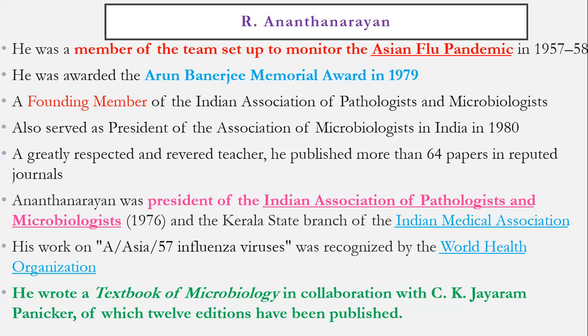Ananta Narayan was president of the Indian Association of Pathologists and Microbiologists in 1976 and of the Kerala State branch of the Indian Medical Association. He worked on the A/Asia/57 influenza virus, which was recognized by the World Health Organization. He wrote a textbook of microbiology in collaboration with Dr. C.K. Jayaram Panikar, of which 12 editions have already been published.